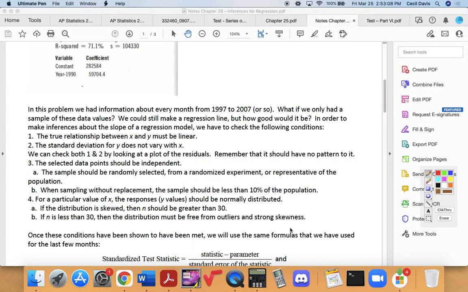So once these conditions have been met, you're going to do the standardized test statistic. That's another hard one to say. Standardized test statistic. And then on to the next page, the confidence interval.